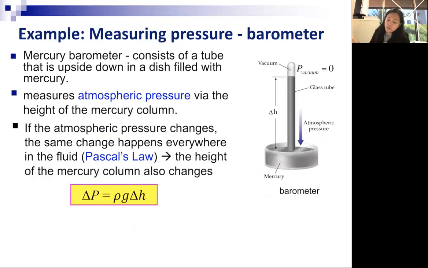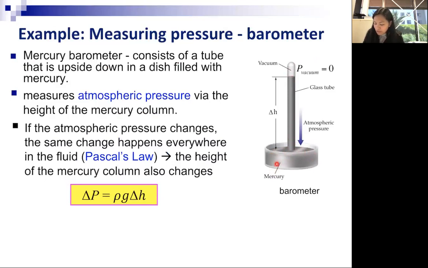So the mercury barometer. Mercury is commonly used to measure the pressure using the barometer. The mercury barometer essentially consists of a tube. So you have here a tube that is placed upside down in a dish filled with mercury.